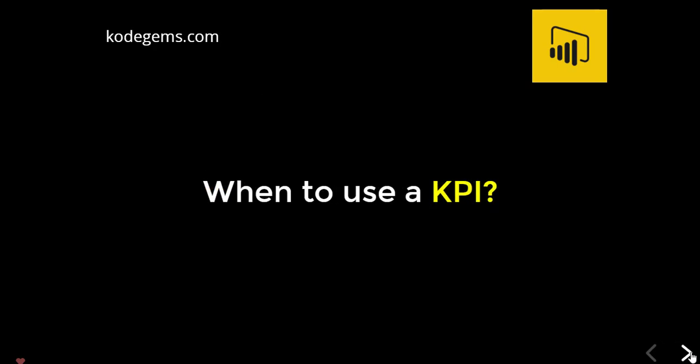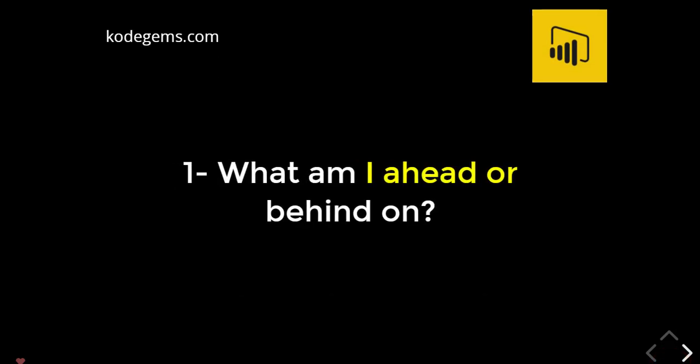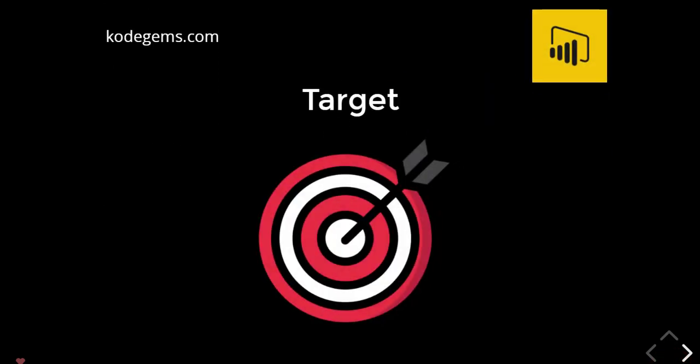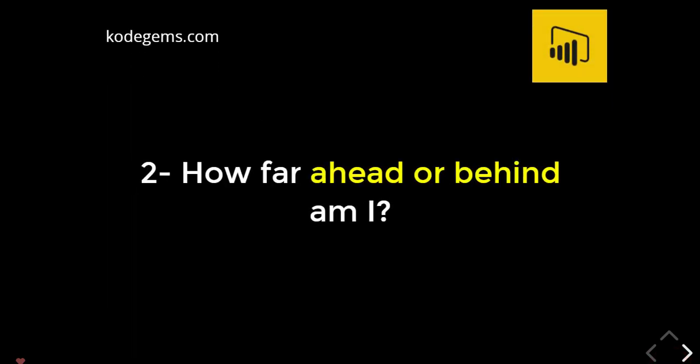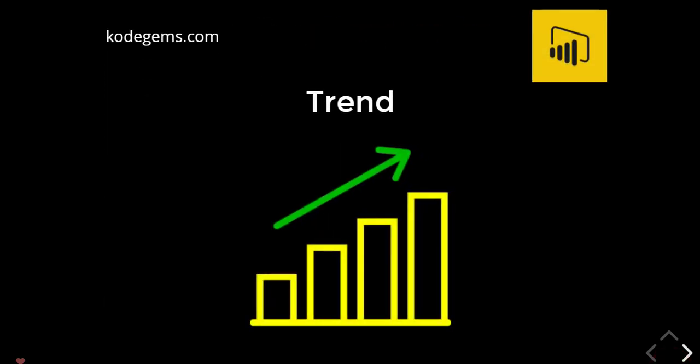When to use a KPI? It answers two of our questions. Number one, what am I ahead or behind on? This refers to a specific number, or you can say a target. Number two, how far ahead or behind am I? This refers to the trend that I am following to achieve my target.